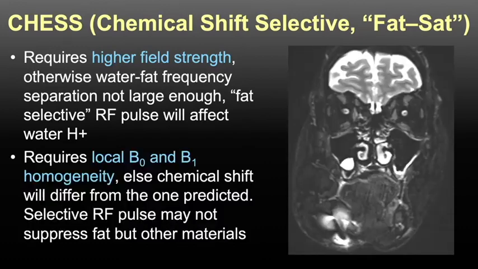Furthermore, CHESS requires local B0 and B1 homogeneity. This is because we are essentially trying to predict the chemical shift of fat here with that initial RF pulse.